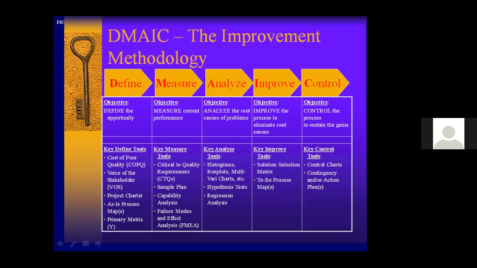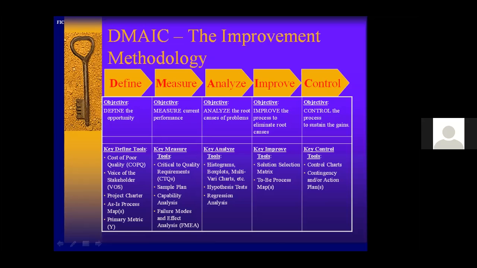Then similarly in the measure phase, when we are measuring the process, where we are measuring the performance, then CTQs are there, critical to quality. Sampling, sample plans are there, capability analysis, even software is there which would help us to measure it. Then failure mode and effect analysis. Then the third is the analyze stage.